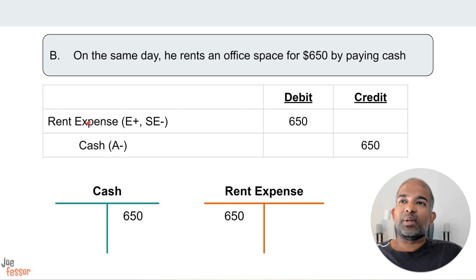Okay, you can visualize that there is an expense which goes on the right side under stockholders' equity, but stockholders' equity actually goes down because of this expense. So rent expense would be $650, while cash is being credited $650. You can stop me here and ask me, how did you really know that it's an expense?